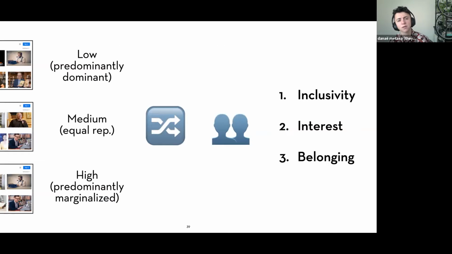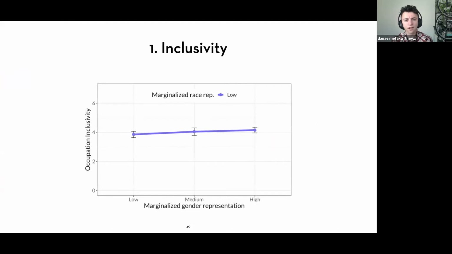So first, I asked about their perception of how inclusive that occupation is. Second, their interest in joining that occupation. And third, whether they felt they would belong or be valued in it. So what did I find?